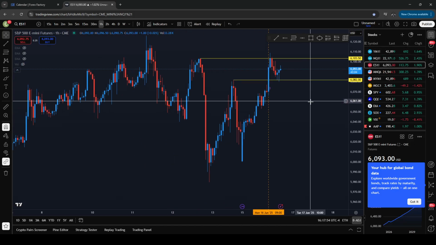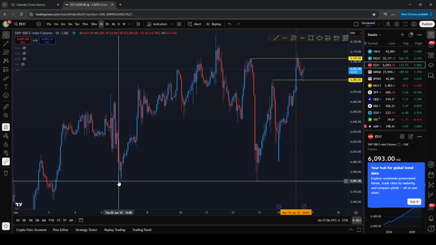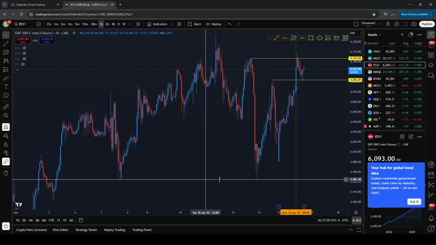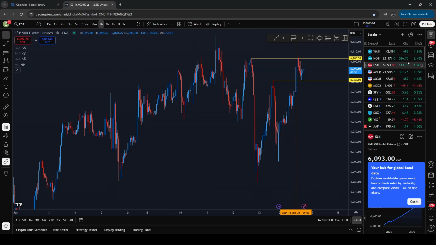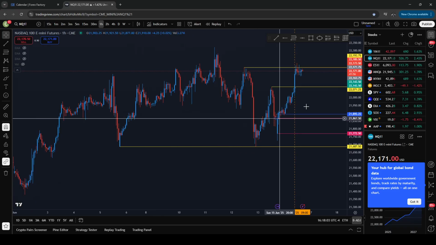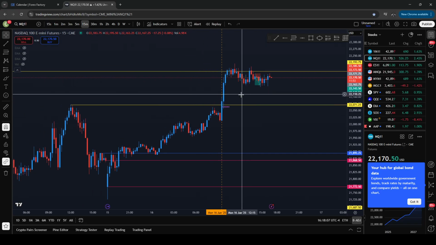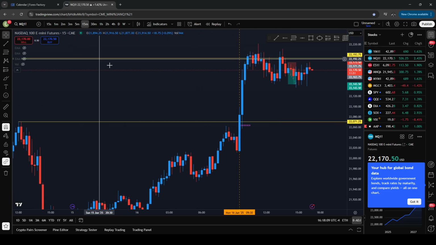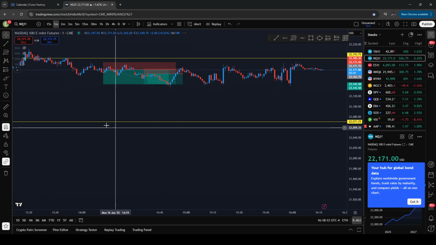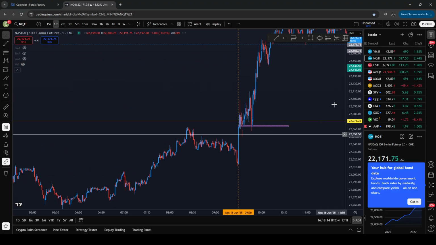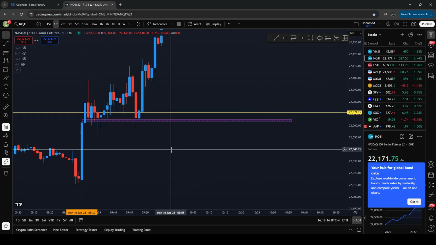If you want, take a look at ES. As you can see, there's a little bit of SMT divergence, as this is lower than this one, and these are the same. So that's what I was looking for today. I did not end up taking a trade today, so let's get into it.